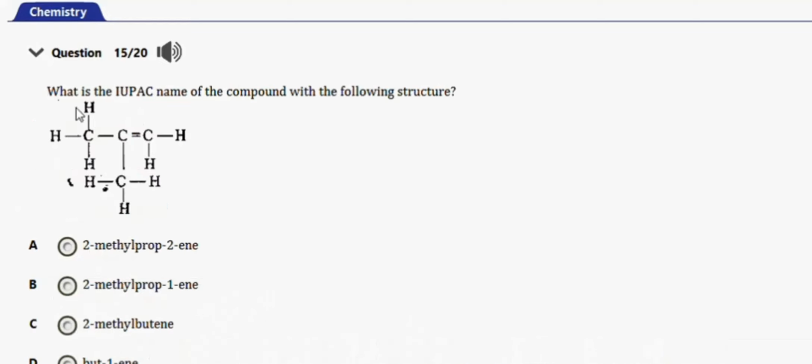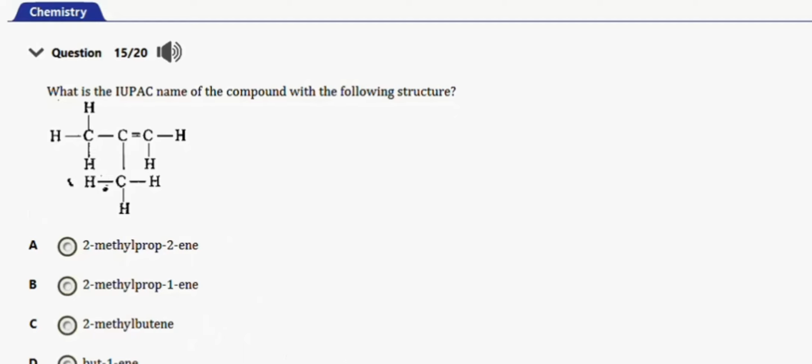So it says, what is the IUPAC name of the compound with the following structure? Alright, so guys, we have 3 carbon atoms. If you check, we have 2 methyl groups attached to this compound. So this shows us that this will be 2-methyl prop-1-ene. Because of these 3 carbon atoms involved, you already have prop, so it will be 2-methyl prop-1-ene. Option B is the right naming for this compound we have above.